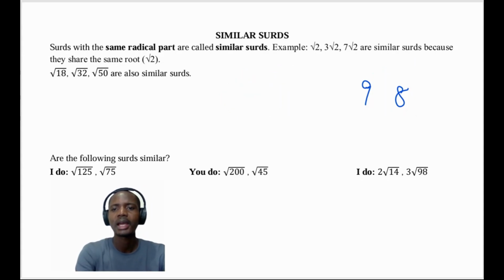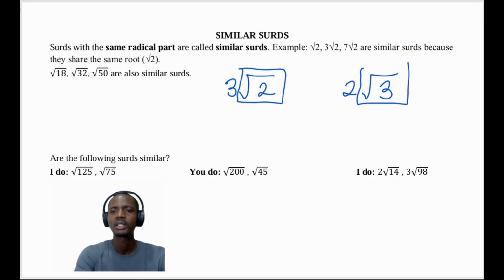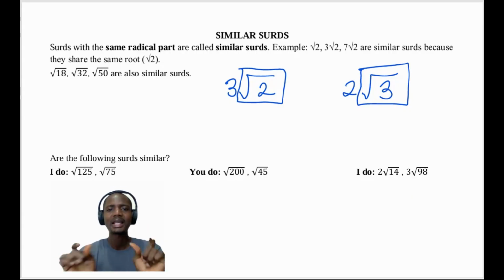But in the case where I have 3 root 2 and I have 2 root 3, can we say these two surds are similar? No. What is the radical part for this? The radical part for this is root 2. The radical part for this is root 3. So when we consider this, they are not the same, so we cannot say they are similar. Now, the knowledge of this will be useful when we are adding surds and when we need to subtract surds, right? So it is important to be able to identify if surds are similar or not.